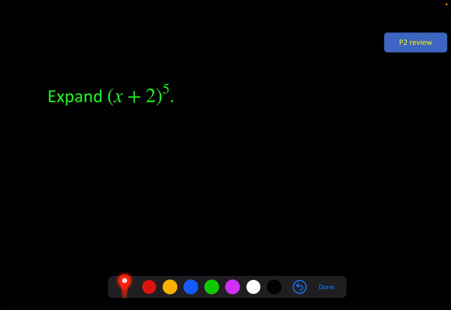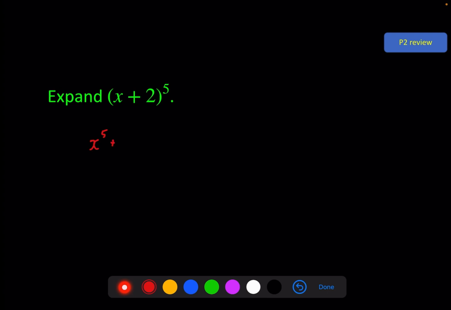P2 review on the screen here. Expand this bracket using the binomial theorem. What we need to remember here is that we're using the x term power 5 times the y term power 0 multiplied by the constant that relates to the numbers in Pascal's triangle.